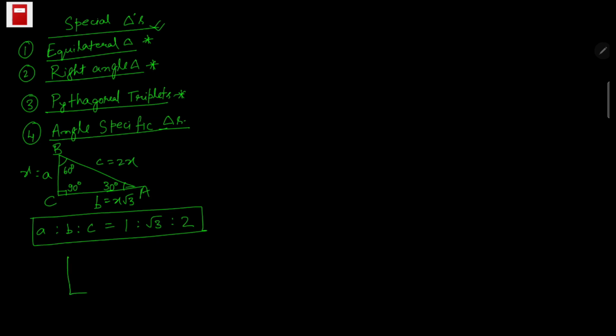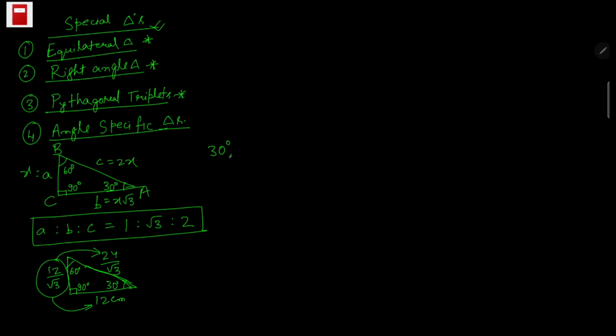Okay, so for example, if I give you, let's say this is 30, this is 60 and 90 degree, right? And if the side opposite 60 is 12 centimeter, then the side opposite 30 will be 12 by root 3. Please take note of the order in the ratio on your own. And the hypotenuse will be 24 by root 3. So whatever is the side opposite 30, twice of that will be the hypotenuse and root 3 times will be the other side, right? So this is one angle specific triangle, that is 30, 60, 90 degree.